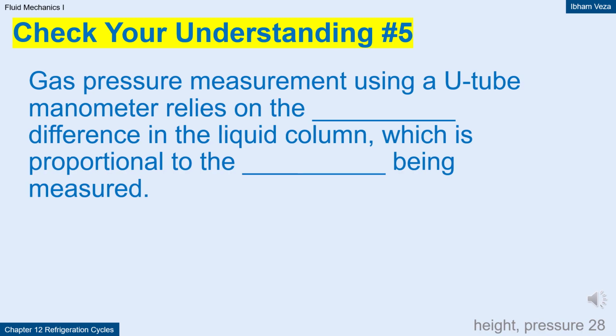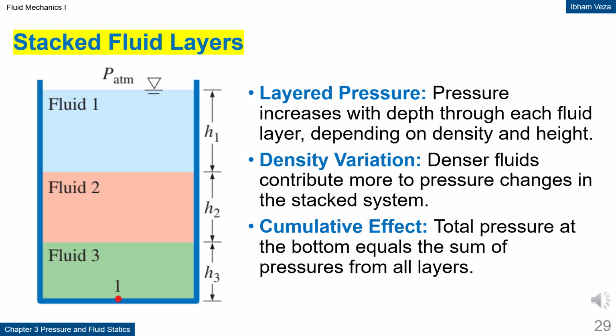Check your understanding number 5. Gas pressure measurement using a U-tube manometer relies on the height difference in the liquid column, which is proportional to the pressure being measured.